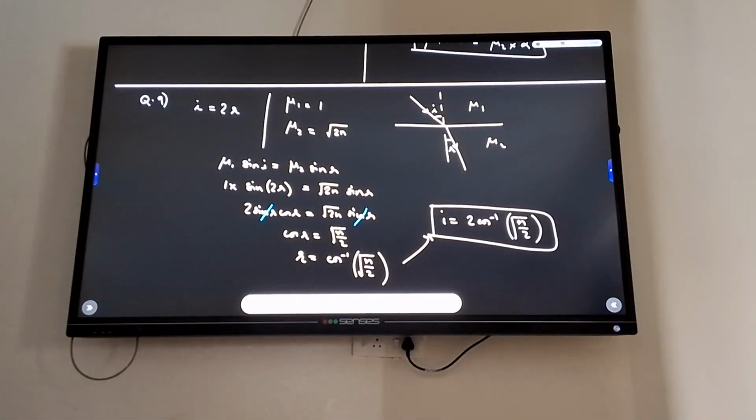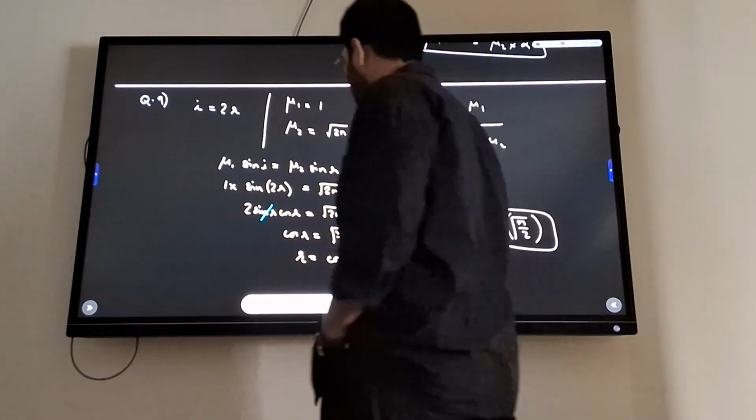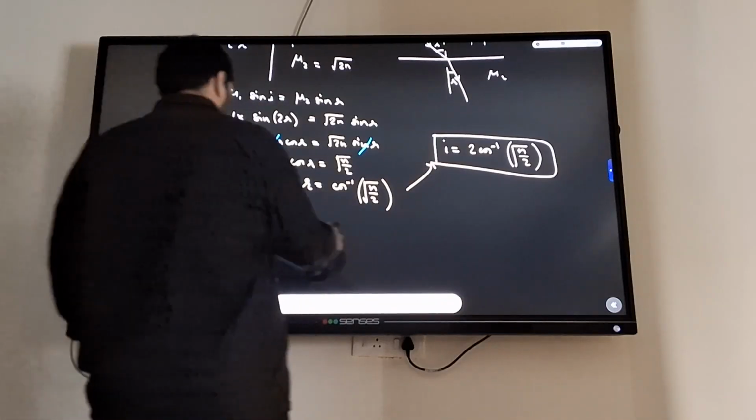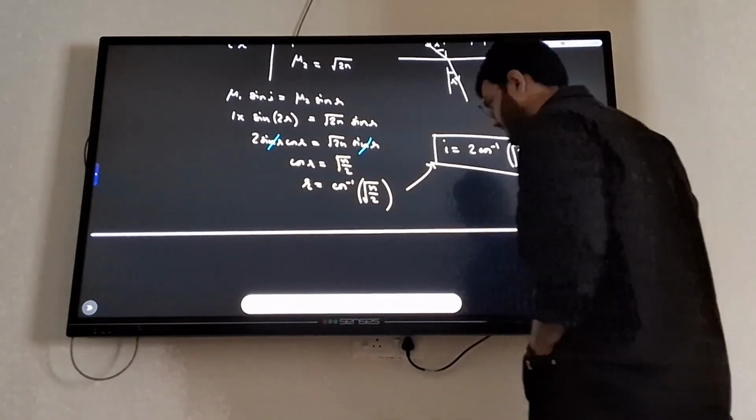Now that we are done with this, let me go to a new module, a new topic. Let's go to the topic of refraction from a plane surface. The single refraction from a plane surface.